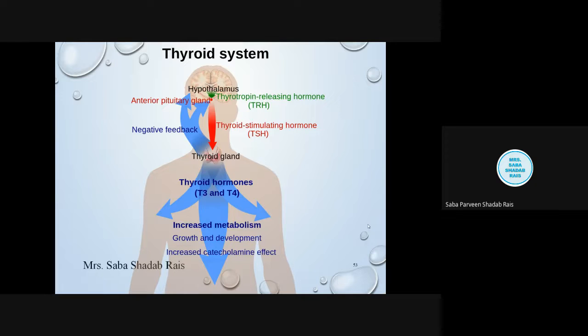One is tyrosine. Tyrosine production happens inside the body. Lots of amino acids are easily available in the body, but we should only check the quantity of iodine. So iodine and tyrosine form the thyroxine hormone. It is a proteinous hormone, and it is secreted by the thyroid gland.